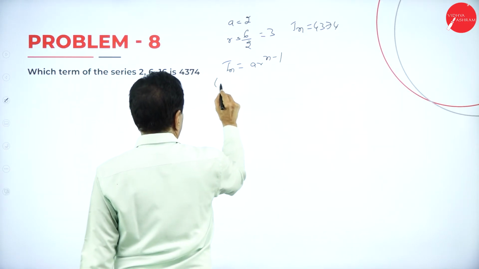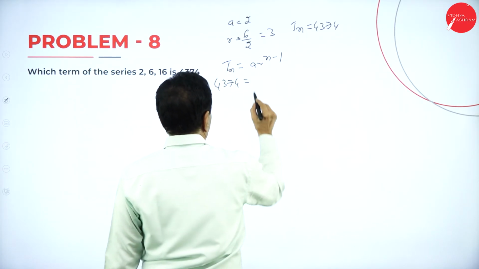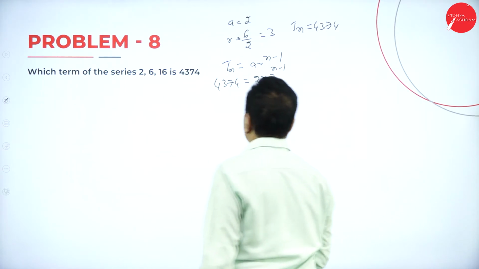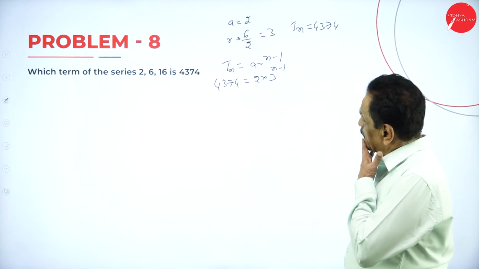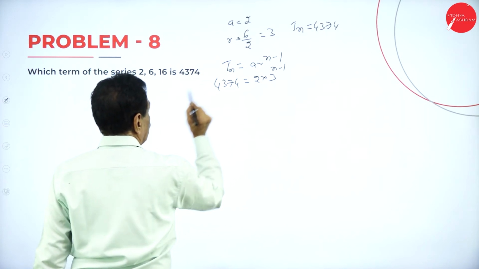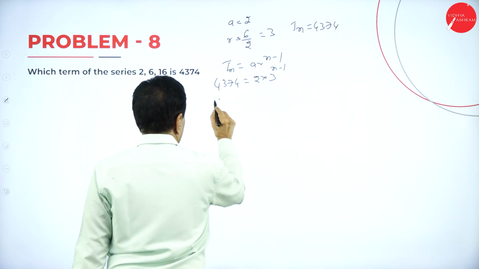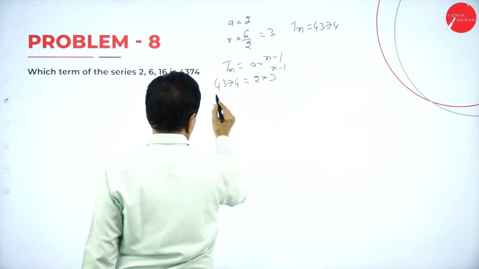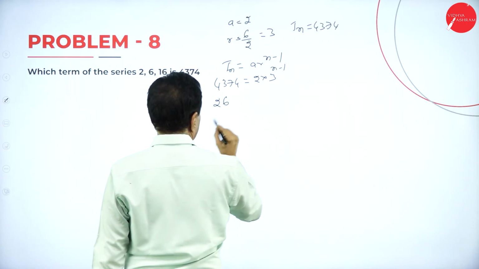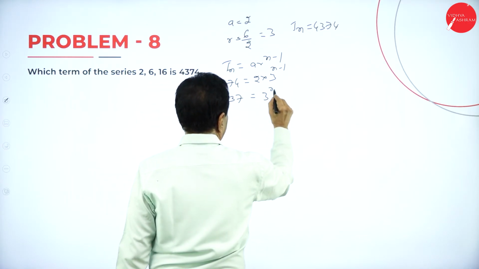So 4374. What's your A? 2 into 3 to the power of n minus 1. So we can do this now. Here, 2 twos are 4, 1 remaining, 2 sixes are 12. 2, 3 is 6, 2 is 3 to the power of n minus 1.